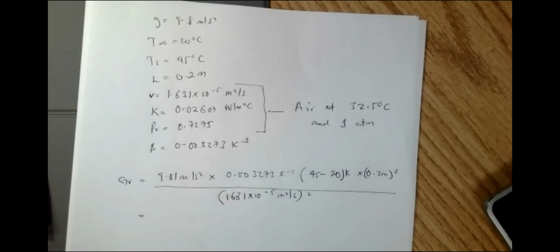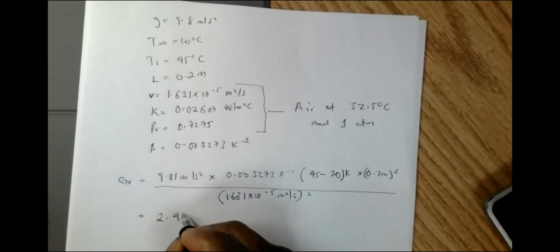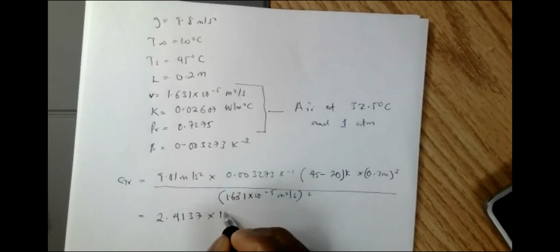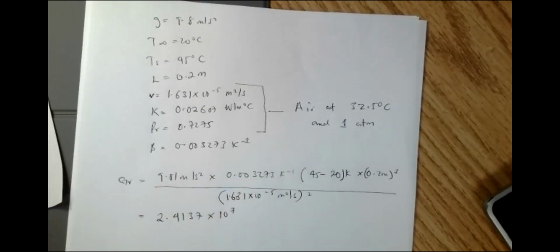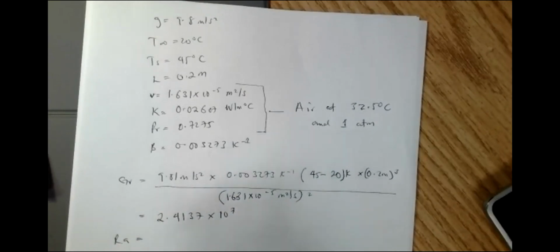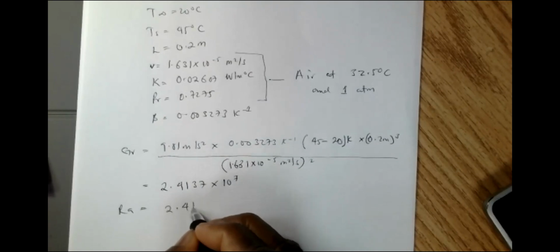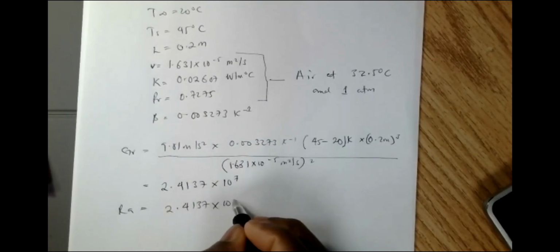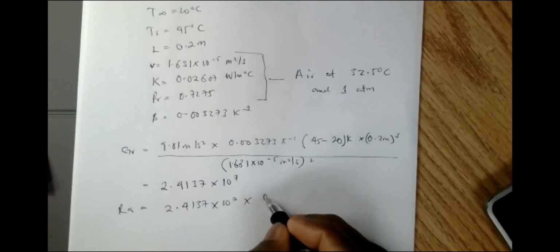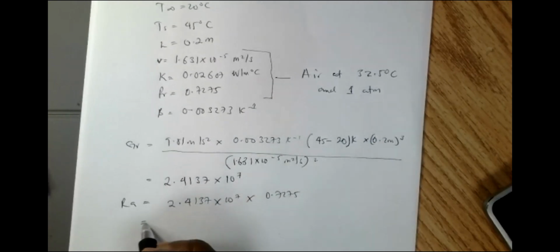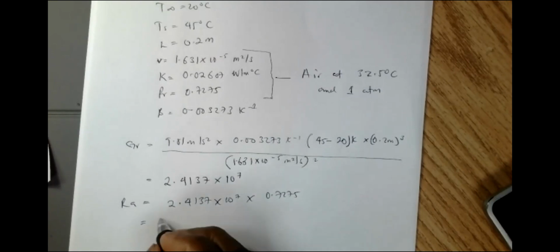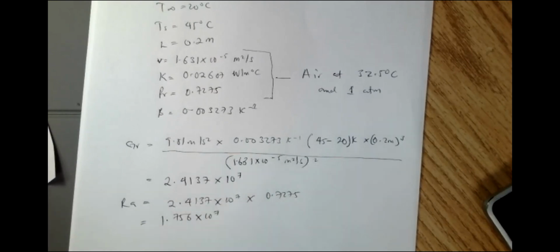So if you evaluate this, you get 2.4137 times 10 raised to power 7. Okay. Now our Rayleigh number is this value multiplied by Prandtl number, which you already have from tables. Okay. So it's 2.4137 times 10 raised to power 7 multiplied by 0.7275. We get this value to be 1.756 times 10 raised to power 7.